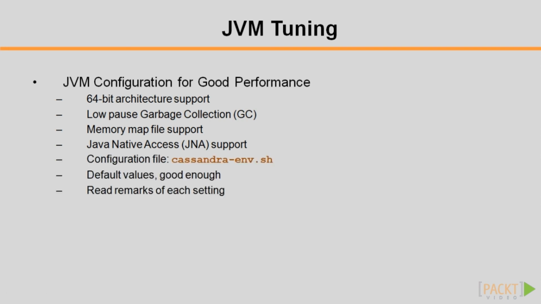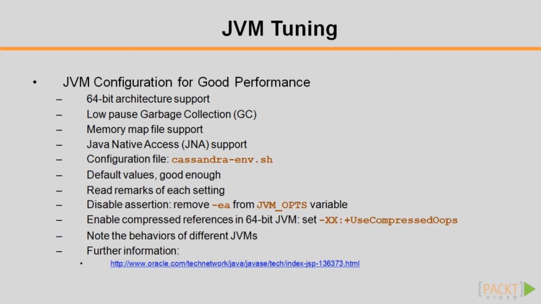The central place to tweak the JVM settings for Cassandra is cassandra-env.sh. The default values provided inside are a good starting point, and detailed remarks are given for each parameter, so I suggest you take some time to read through all the remarks. Here I highlight 2 quick and simple tuning options for you.